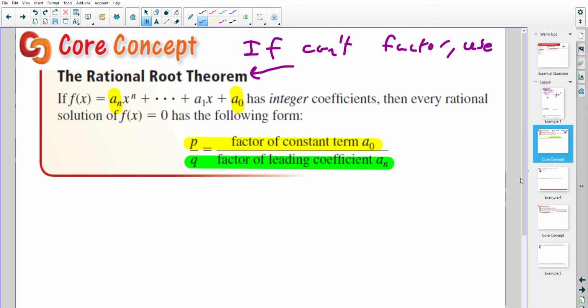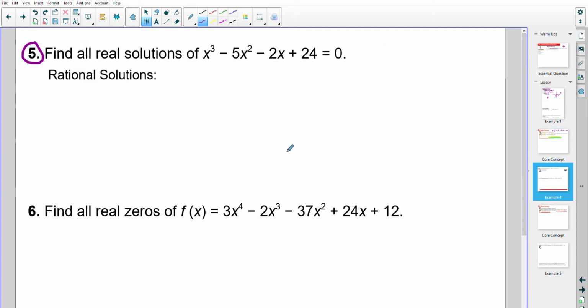So what does that mean? That means in this problem, if I went to go to factor it, you wouldn't be able to, so now you're stuck. So then you've got to apply this P over Q. Now, P over Q is equal to the possible rational solutions. And I'm looking at the coefficient of this first term, and I'm also looking at this constant.